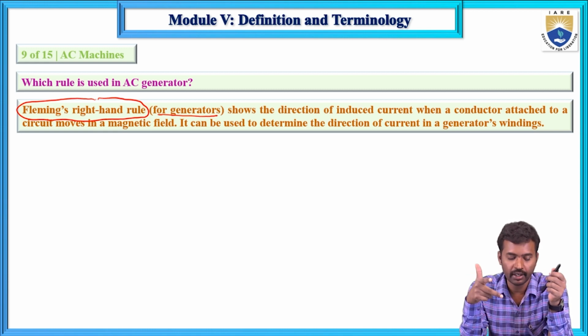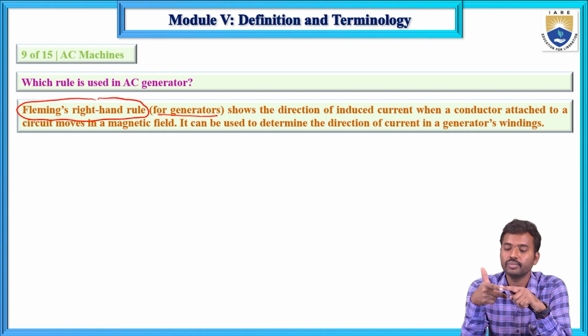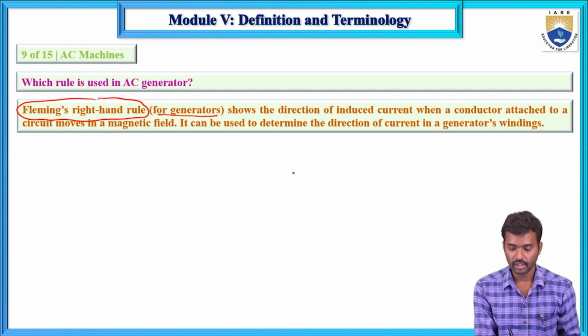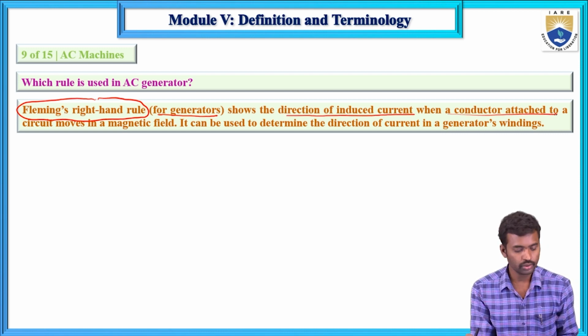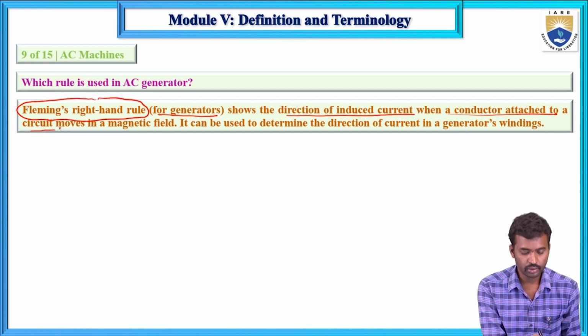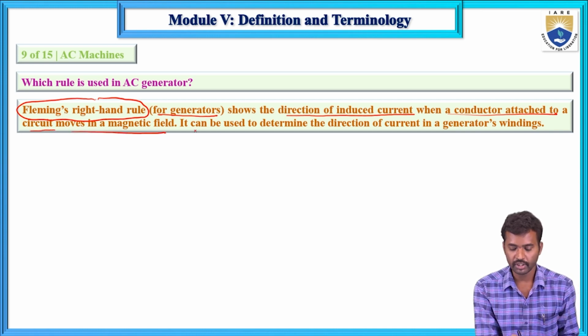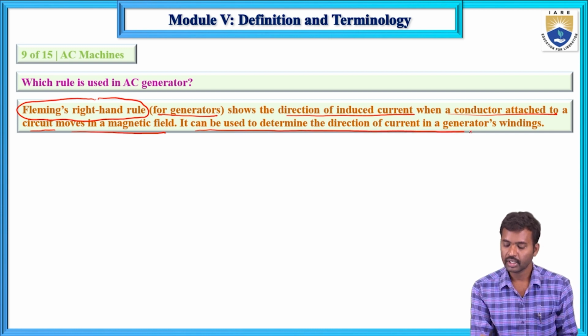So this is the right hand: thumb, forefinger and middle finger. The thumb indicates the motion of the conductor, the forefinger indicates the magnetic field, and the middle finger indicates the direction of current, that means the generated voltage. The direction of induced current when a conductor attached to a circuit moves in the magnetic field can be used to determine the direction of current.